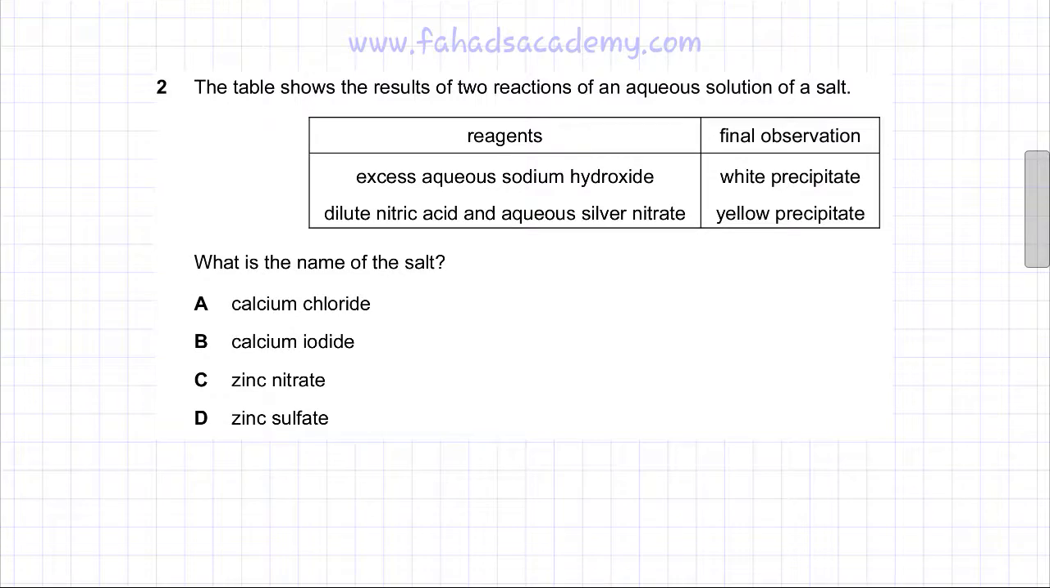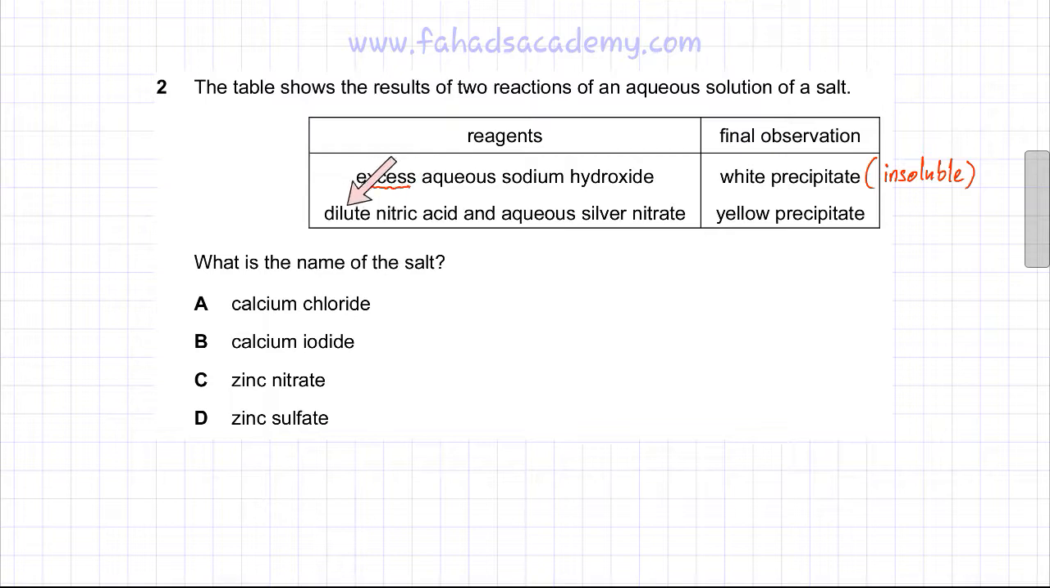The following question is related to salt analysis, and the question states that the table shows the results of two reactions of an aqueous solution of a salt, and there are two reagents added. The first one is he added excess aqueous sodium hydroxide, and a white precipitate was formed. So remember, he's adding excess aqueous sodium hydroxide, which means that this white precipitate is an insoluble white precipitate, because even in excess it's not dissolving, so it's completely insoluble.